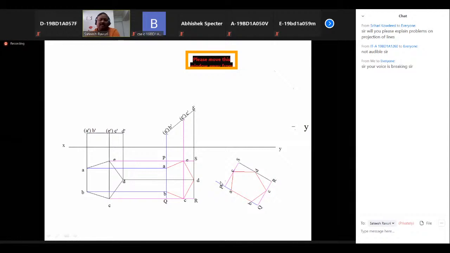Now we have to rotate PQ to an angle of 30 degrees. In fact, if you extend it, it will meet somewhere here. This angle will be 30 degrees. So that is what was given in the problem. So the entire top view should be rotated to an angle of 30 degrees and we have to draw the projections. So if you rotate the rectangle PQRS to an angle of 30 degrees, this is how it will come.